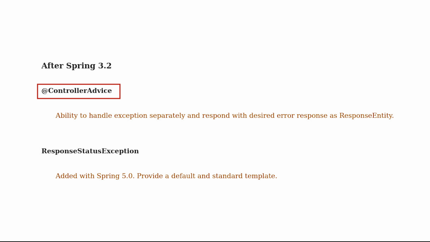This breaks away from the legacy MVC approach and returns a response entity with your own custom error format, especially including error code, message, and details of the error body, etc. And the second approach is the use of response status exception. This comes with Spring 5. So instead of defining custom exception handlers, you can directly use this as a standard template.